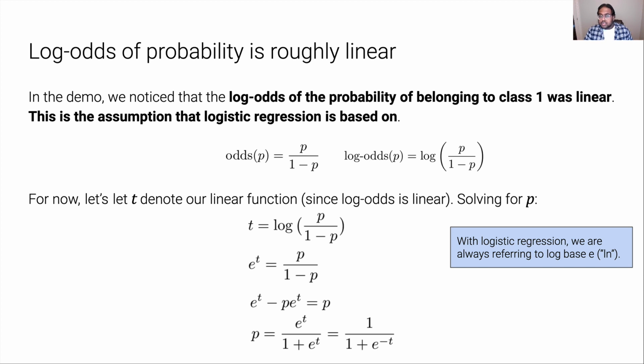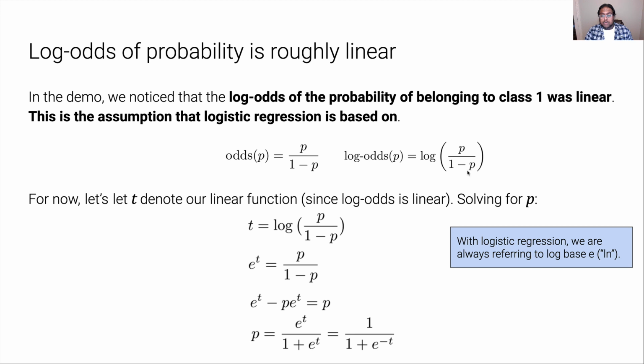So what we're now going to do is reverse engineer this statement and show where that magical sigma function came from that matched our data so well. The odds of an event that occurs with probability p is p divided by 1 minus p. The log of the odds of this event then is just the log of p over 1 minus p.